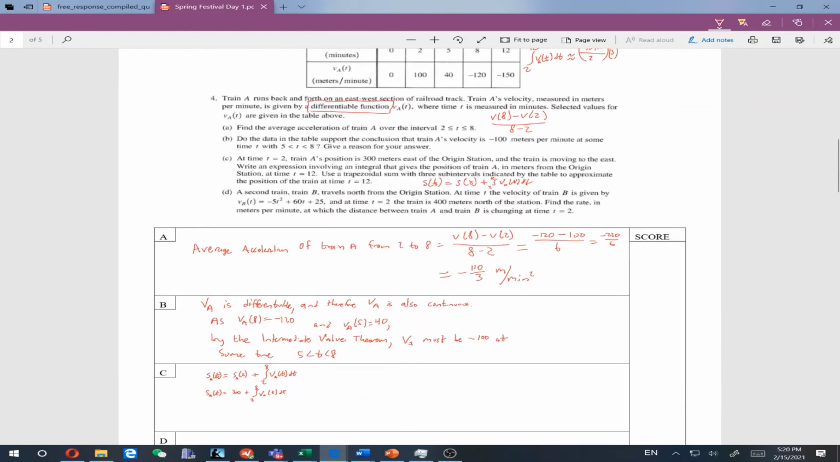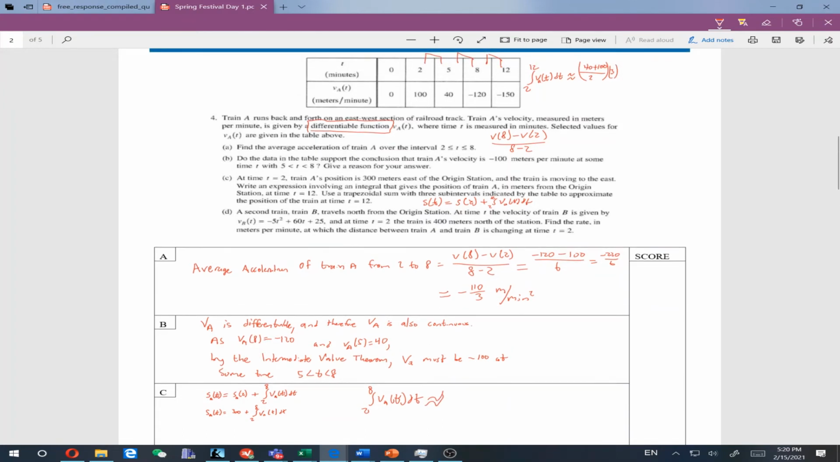Okay, so I'm going to zoom out here. The integral from 2 to 8 of VA t dt was roughly equal to 3 by 140 over 2, plus 3 by 40 minus 120, negative 80 over 2, plus 4 by negative 120 minus 150, or negative 270.